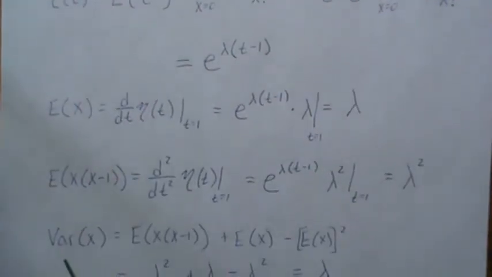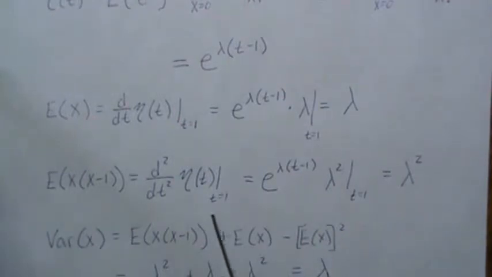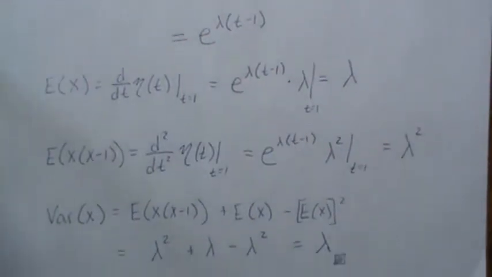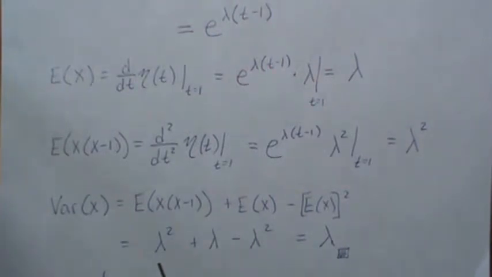So to calculate the variance, this is a formula. Really this piece right here is the expected value of x squared, and then minus the mean squared. This we just calculated as lambda squared. This was lambda, that's minus lambda squared. Those drop out, and we're left with lambda. And that is the variance of a Poisson distribution.